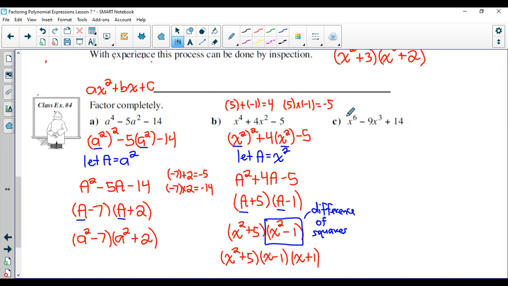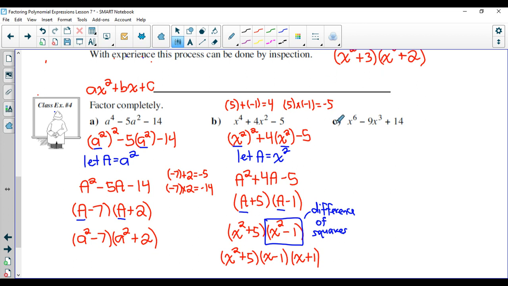Okay, now this one, now we have x to the power of 6, and we have an x cubed. So again, I'd first of all start off by checking to see if you can pull out a GCF. You can't, okay? There's nothing common between x to the 6, 9x cubed, and 14. So the first thing I want to do is rewrite it in the format where I'm going to have the first monomial to the power of 2, and then the second one to the power of 1.